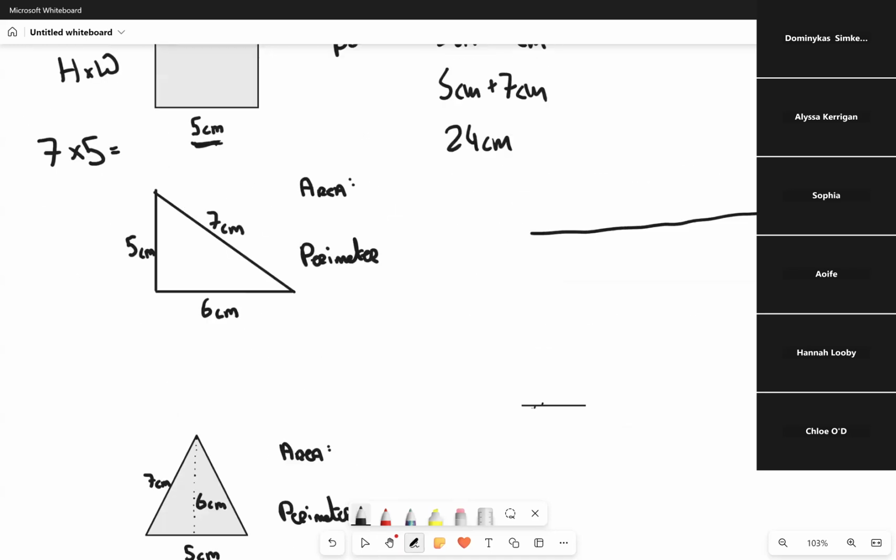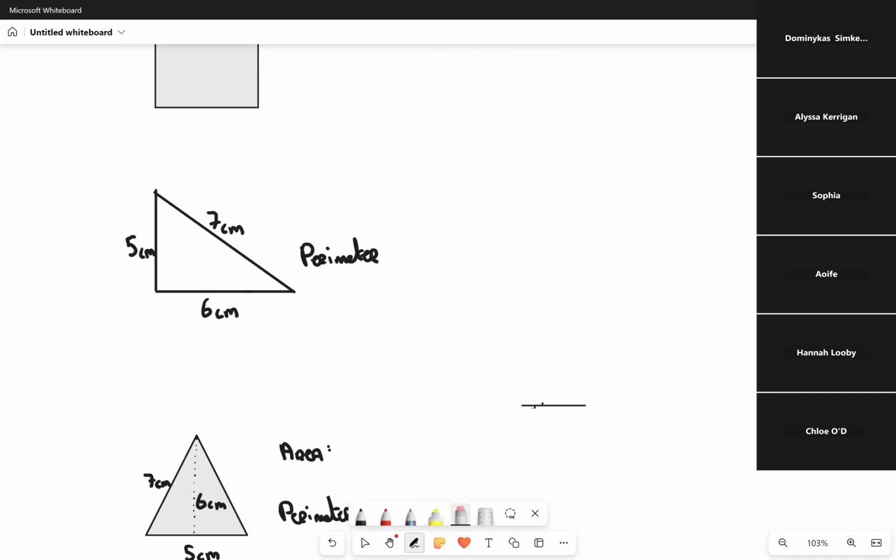Right. So the next one now is a triangle. The triangle was similar to the rectangles and the squares, wasn't it? But was there a slight difference when we were calculating the areas? Yeah. What was that? Sophia, what was that difference? No, okay, don't worry, don't worry.